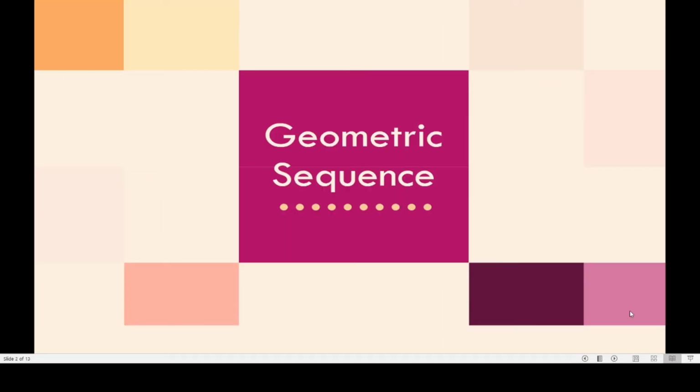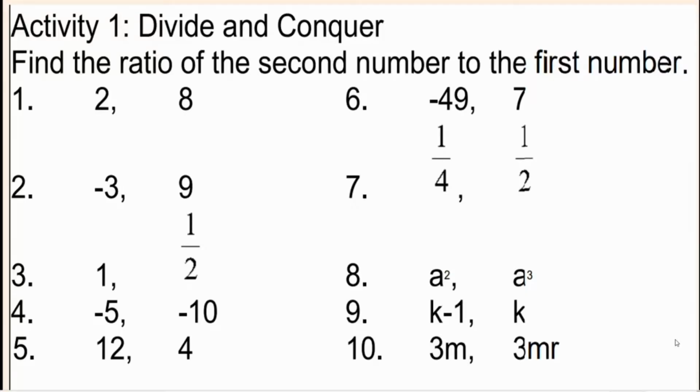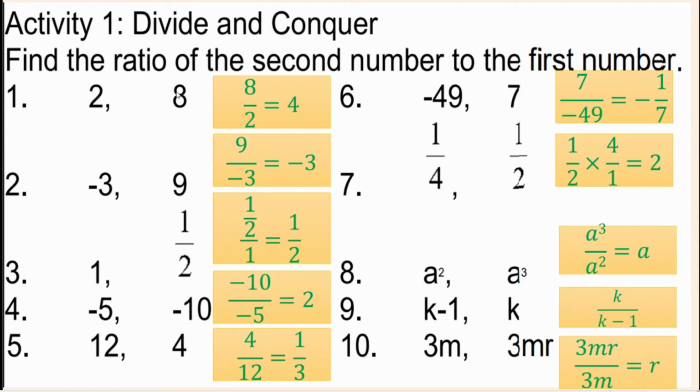Amazing morning. For today, we're going to have geometric sequence. Okay, let's have the first activity, divide and conquer. Find the ratio of the second number to the first number. So we have in here 10 items. Let's have number 1, 2 and 8.